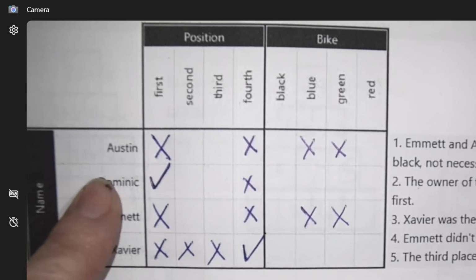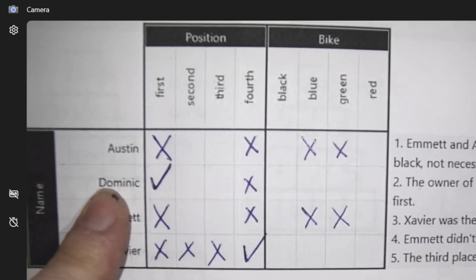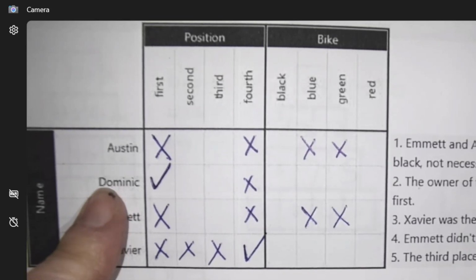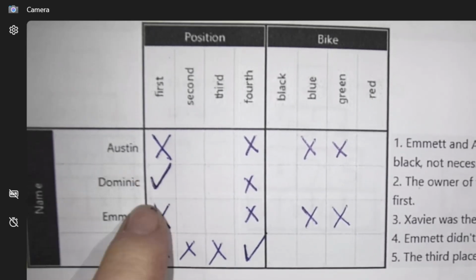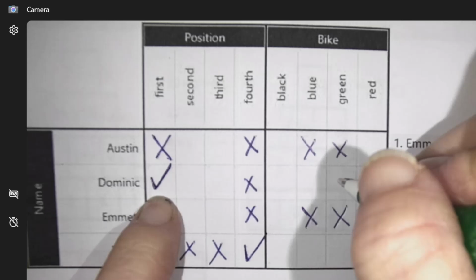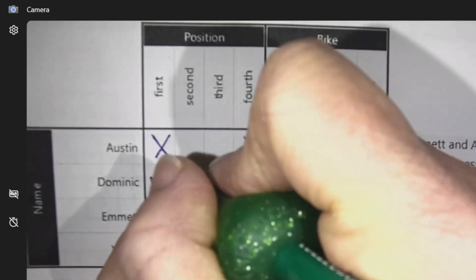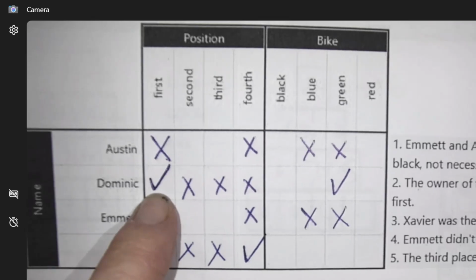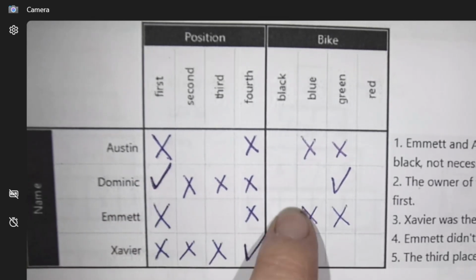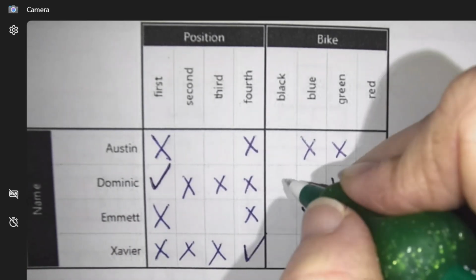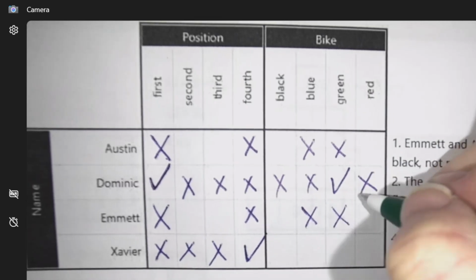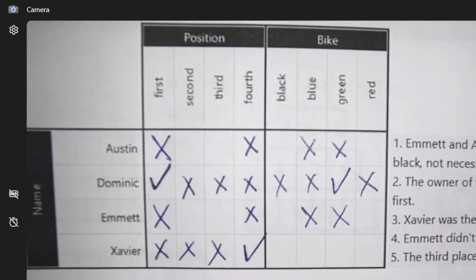Okay, what did we know back here about the green? Whoever was in first had the green. So guess what? Conclusion, Dominic has green. Can you put some more X's here? So if Dominic was already first, eliminate everything else. Eliminate all the other colors from Dominic.